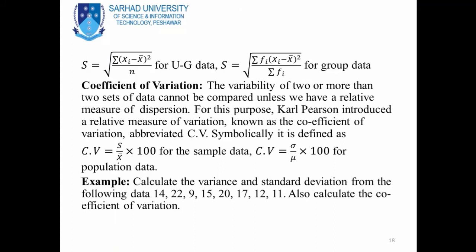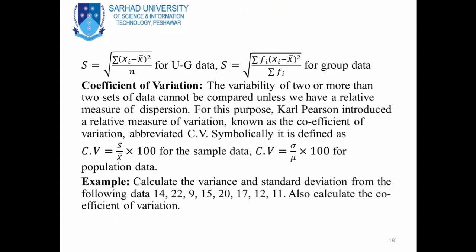And the coefficient of variation. The variability of two or more sets of data cannot be compared unless we have a relative measure of dispersion. For this purpose, Karl Pearson introduced a relative measure of variation known as the coefficient of variation, abbreviated C.V. Symbolically, it is defined as C.V. equals S divided by x bar multiplied by 100 for the sample data, and C.V. equals sigma divided by mu multiplied by 100 for the population data.